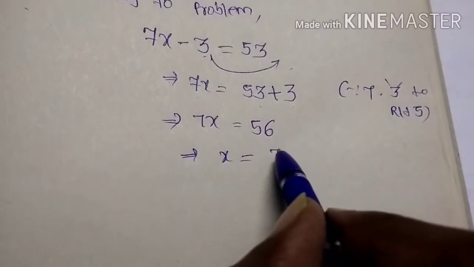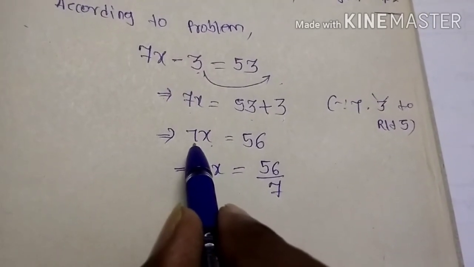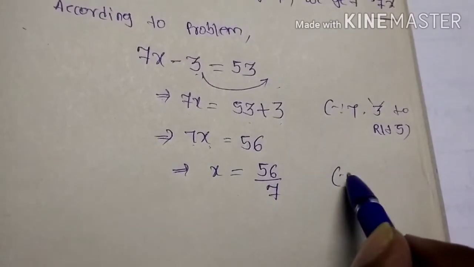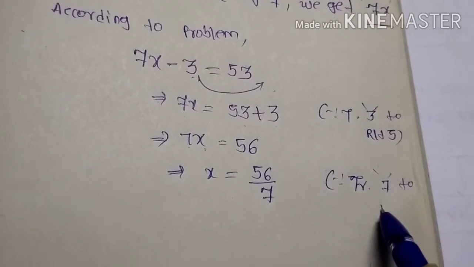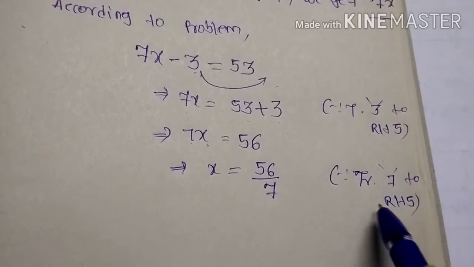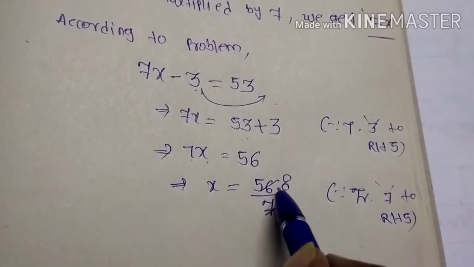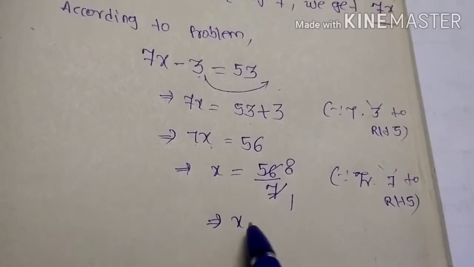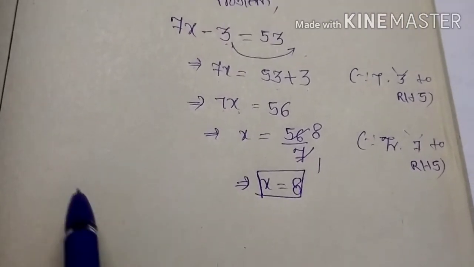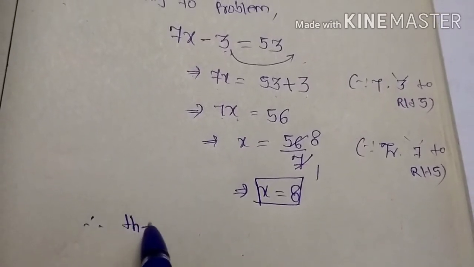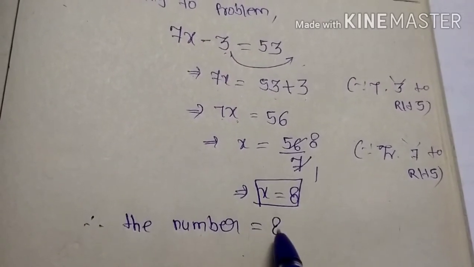Yes, x is equal to 56 by 7. Yes or no? 7 times x means 7 is multiplying x or not? If I am transposing 7 to RHS, it will become division. You can simplify here. See here, 7 ones are 7, 7 eights are 56. That means x value is how much? x is equal to 8 only. Therefore, you can write the required number is 8.